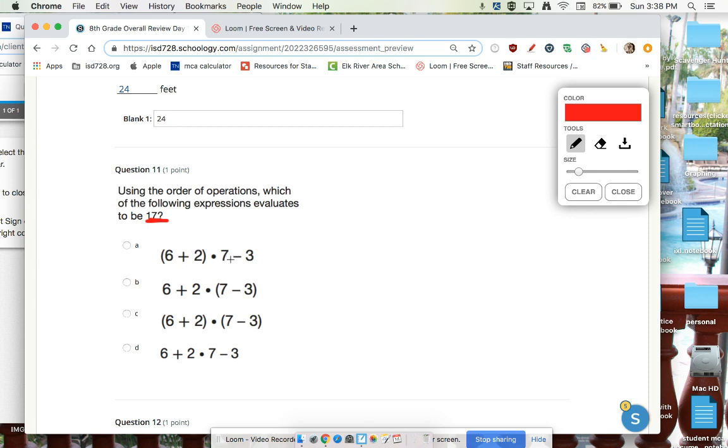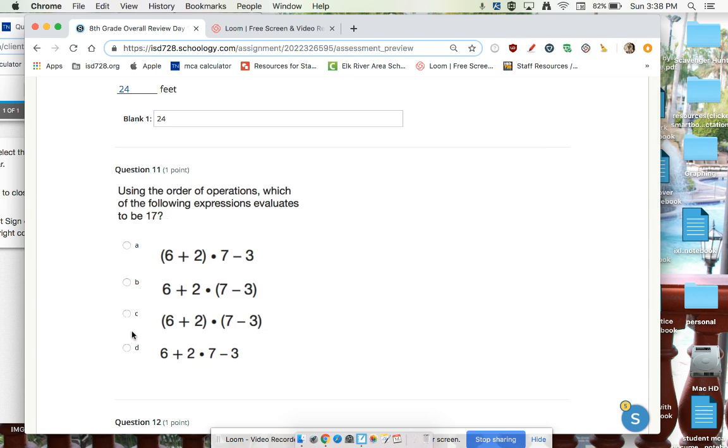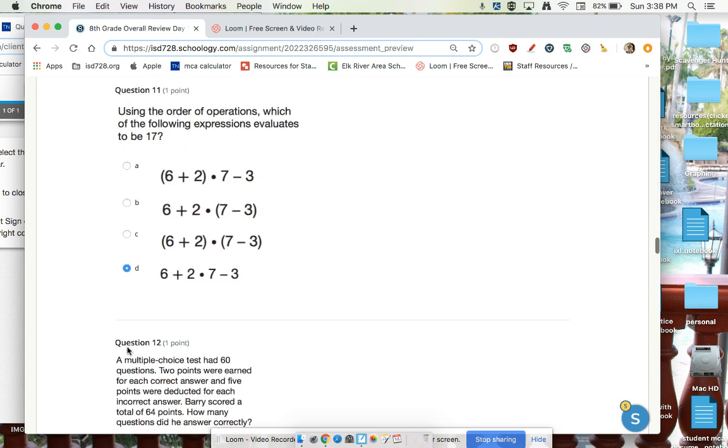So this one would be 8 times 7, 56, take away 3, 53. This one would be 6 plus 2 times 4, so 6 plus 8, 14. This one, you would do both parentheses and then multiply them, 8 times 4, 32, and that way you could solve it.